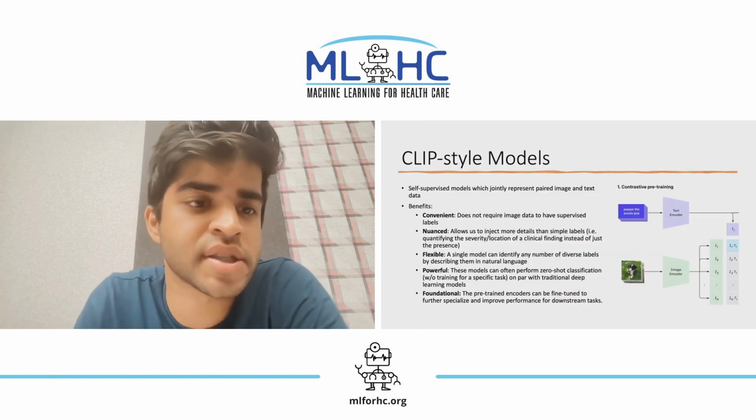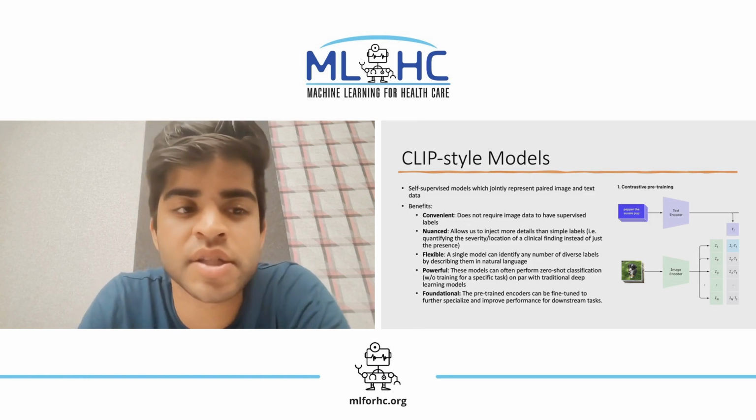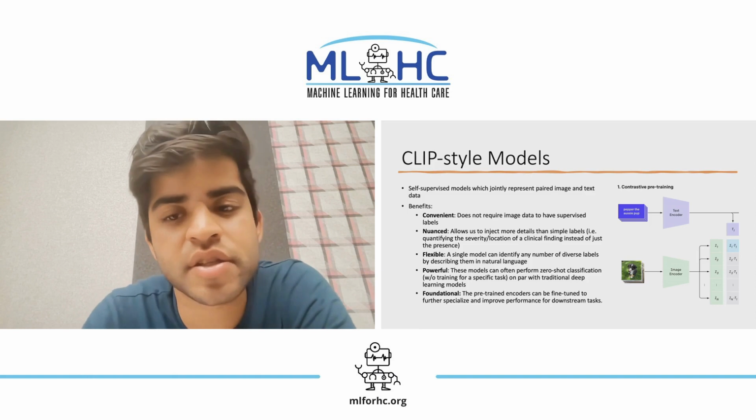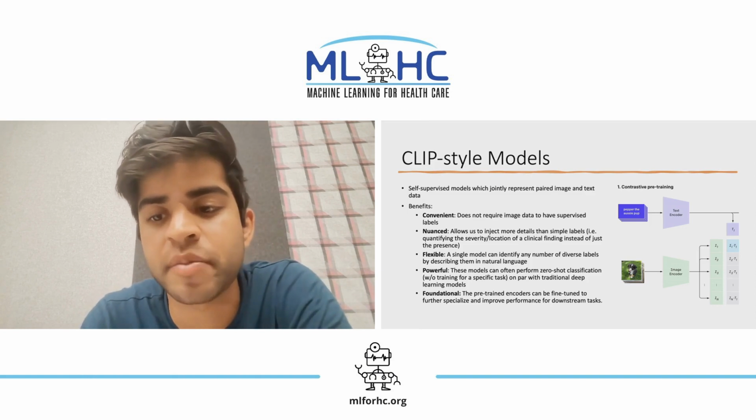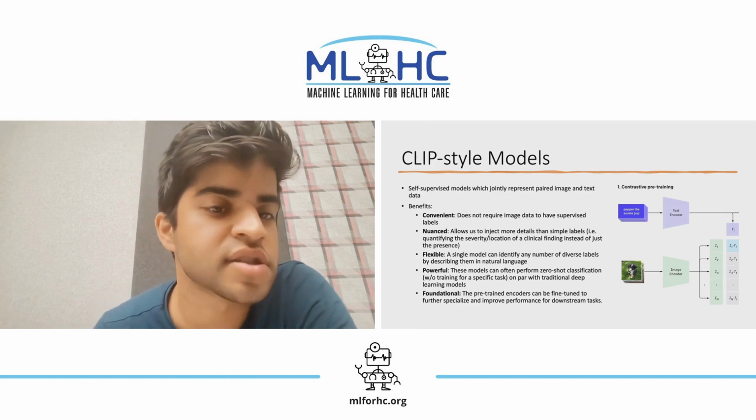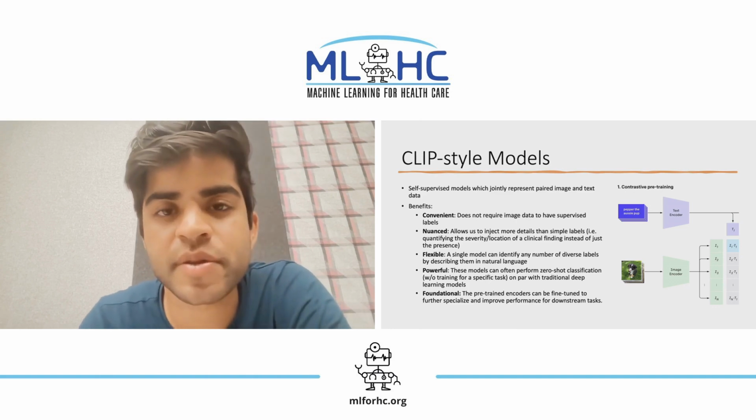So CLIP is a type of self-supervised model which is able to jointly represent paired image and text data. Essentially, the goal during pre-training is to align the embeddings of both the text and image encoders such that true positive pairs are as similar as possible and negative pairs are as dissimilar as possible.